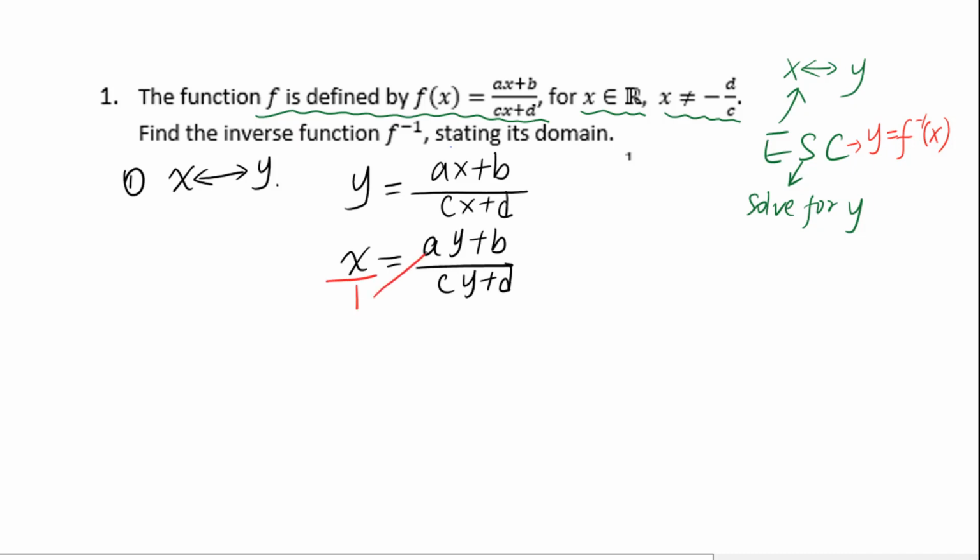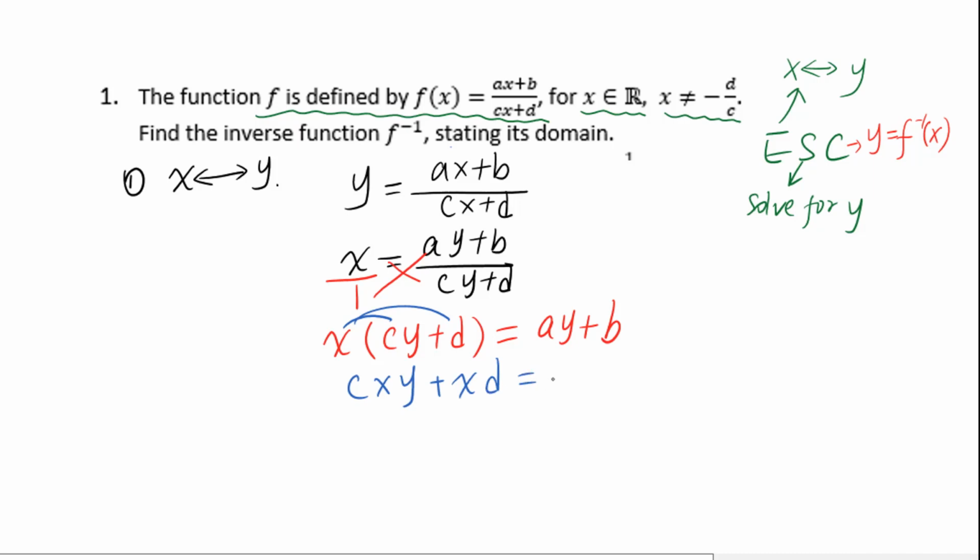Then we will cross multiply. You will get x times (cy plus d) equals 1 times (ay plus b). Distributive property: cxy plus xd equals ay plus b.